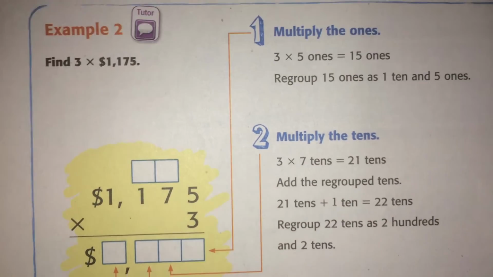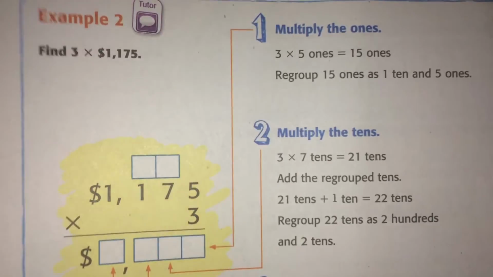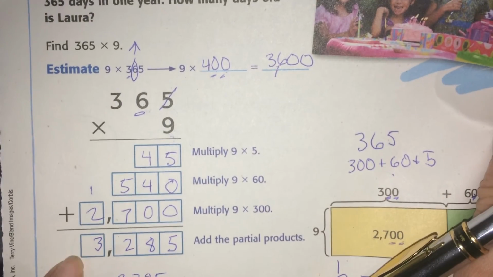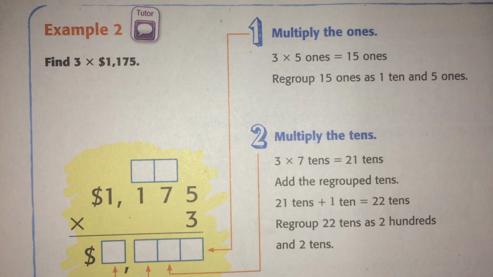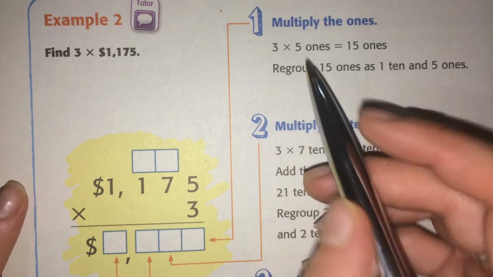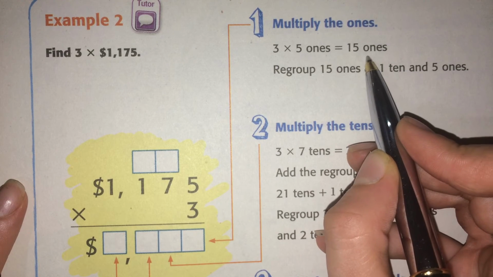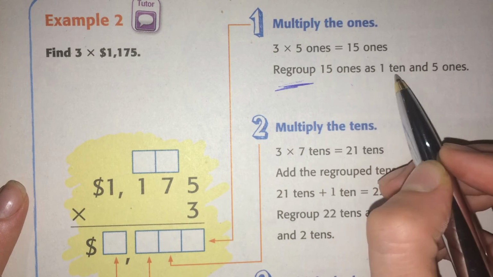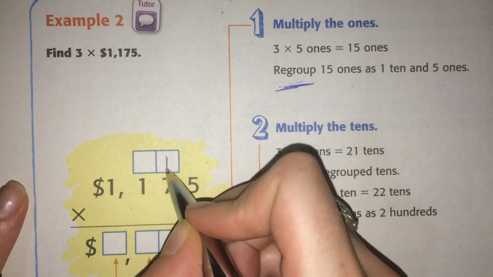Remember, if I'm going too fast for you, you can always pause the video. Instead of writing out each partial product like this, they're going to show us just a shorter way to do that. Here they want to do 3 times $1,175. The first step would be to multiply the ones. So we have to do 3 times 5, which equals 15 ones. You have to regroup, remember that word, regroup 15 ones as 1 ten and 5 ones. So you leave a 5 here, and now we have an extra 10.